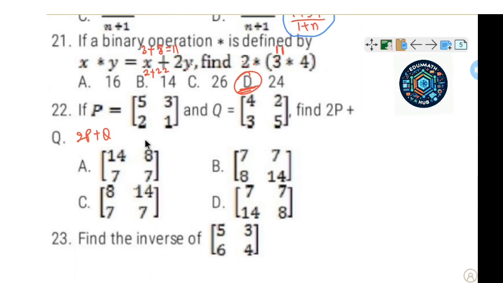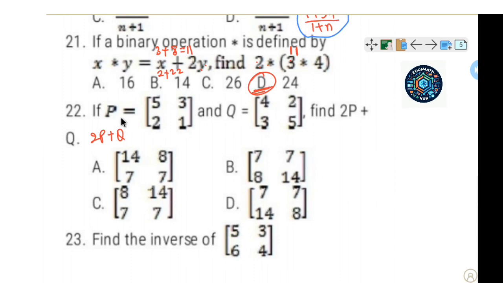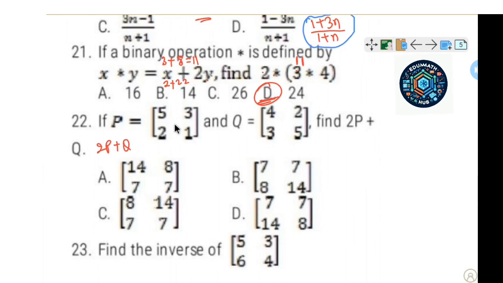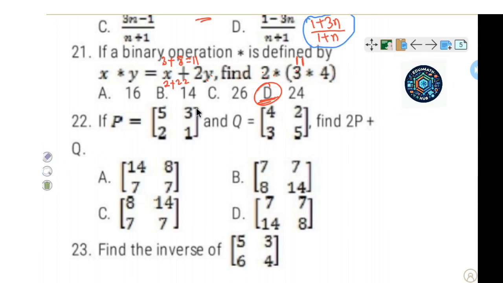That means each term of p will be multiplied by 2. So multiply it by 2 first, then add it to q. If you do that, p will now be 2 times 5, that's 10. After getting 10, you add it to 4. So 2 times 5 is 10, and 10 plus 4 gives you 14 as the first term.